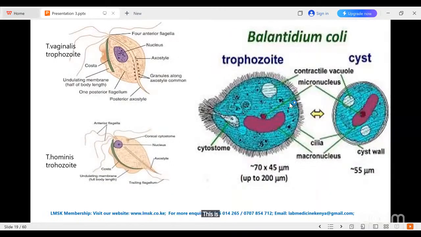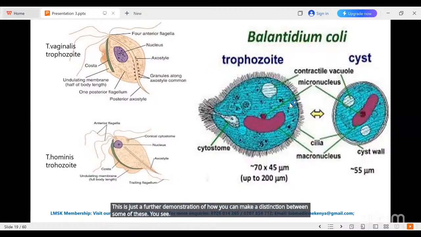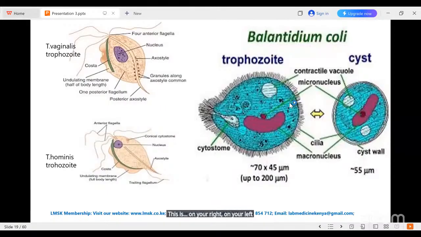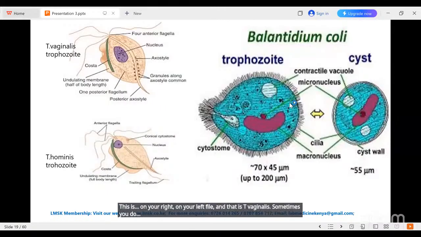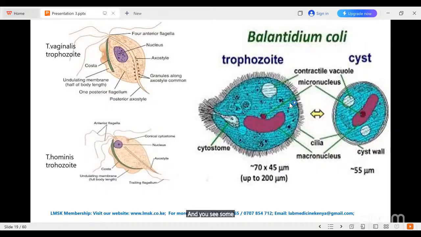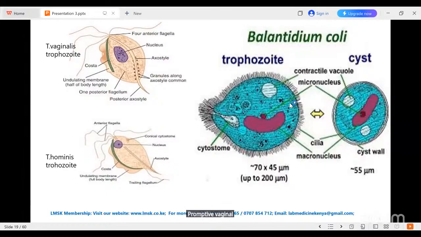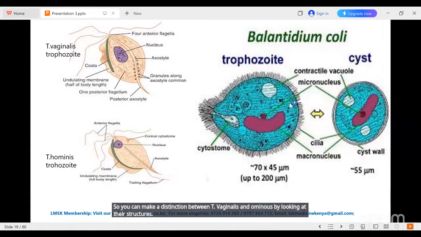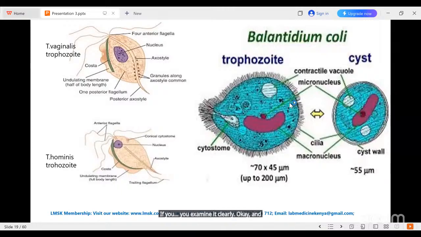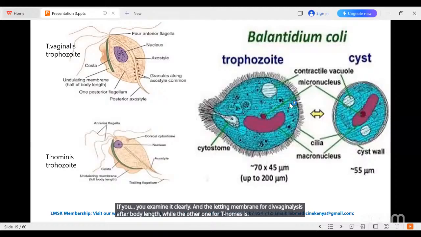This is just a further demonstration of how you can make a distinction between some of these. You see the far end here, on your left, that is T. vaginalis. Sometimes we might have contamination of these samples and you never realize. You see some trophozoites in a stool sample, and this is not resembling T. hominis. It can be a contamination from T. vaginalis. So you can make a distinction between T. vaginalis and T. hominis by looking at their structures. If you examine clearly, the undulating membrane for T. vaginalis is half the body length, while the one for T. hominis is the full body length.